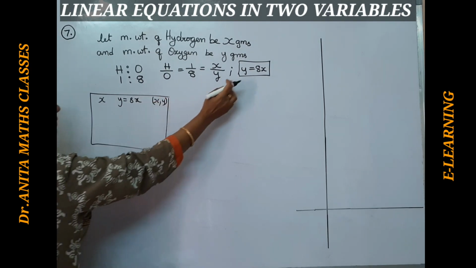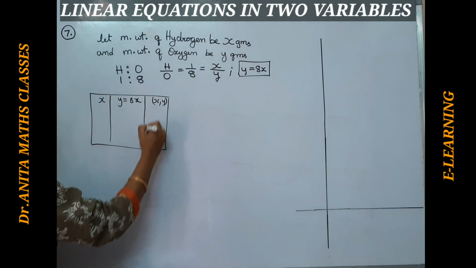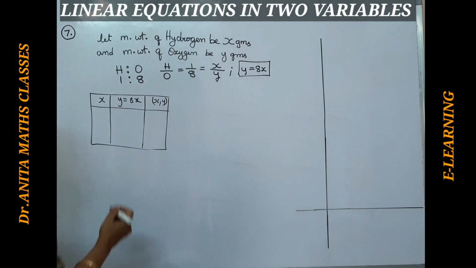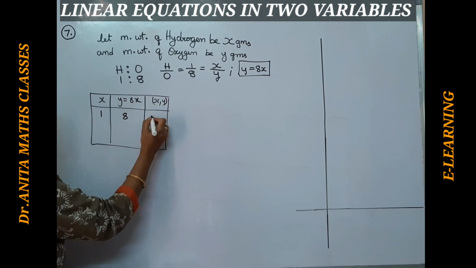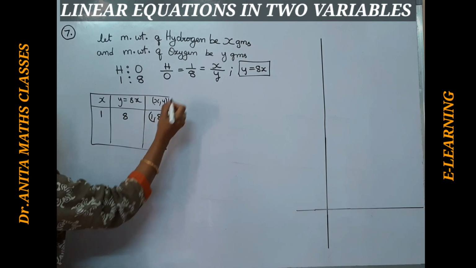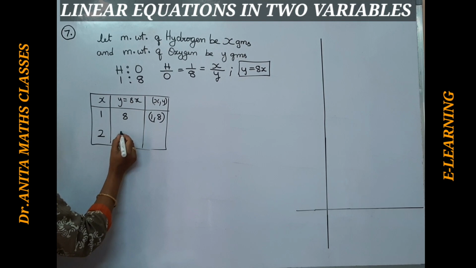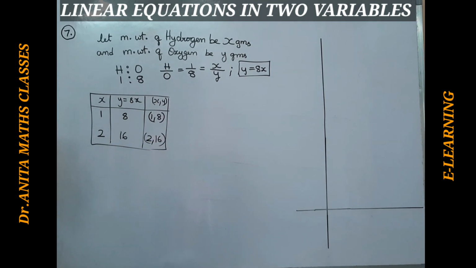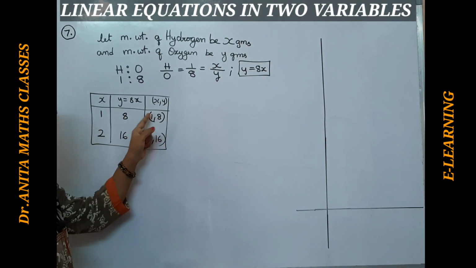Here, x is the molecular weight of the hydrogen. Now, I'll suppose x as 1. If you substitute x as 1, 1 into 8 is 8, so y becomes 8, so 1 comma 8. Let us take x as 2 grams, so 2 into 8 is 16, so 2 comma 16. So these are the points. Let us plot them.